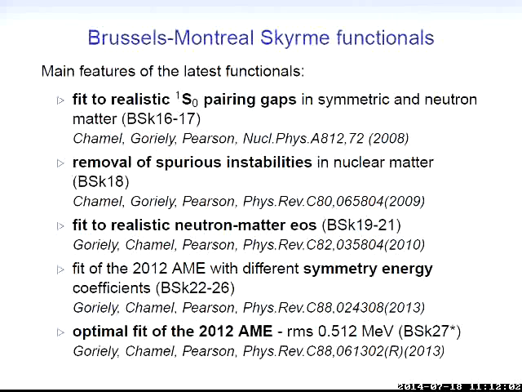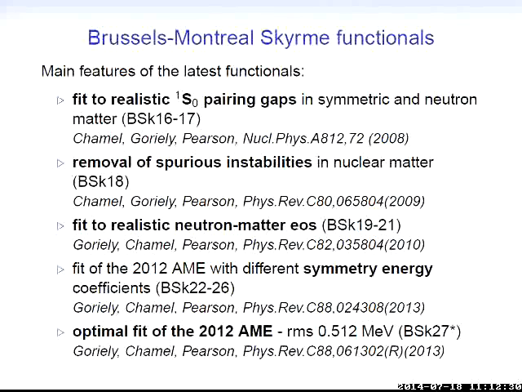May I ask a couple of details? With regard to the pairing gaps, does that mean you just fit odd-even mass splittings? No. The pairing gaps calculated in pure neutron matter and symmetric nuclear matter. Oh, I'm sorry. Of course, yes. So the spurious instabilities, do you worry about those up to the saturation density or at higher densities as well? For higher densities as well, but only in homogeneous matter.